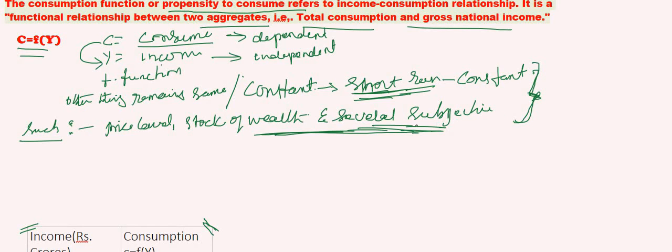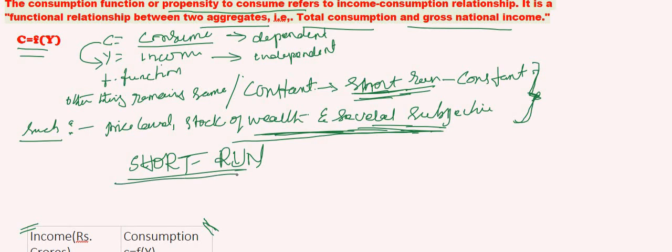J.M. Keynes used the consumption function for the short run. We are studying the short run consumption function. In the short run, these influential factors are held constant.